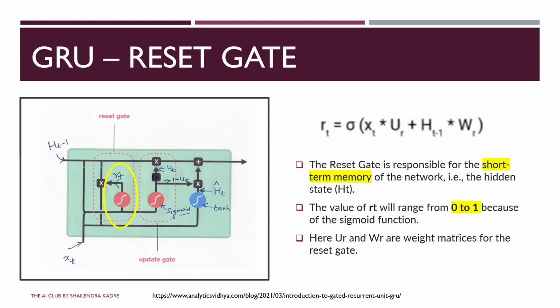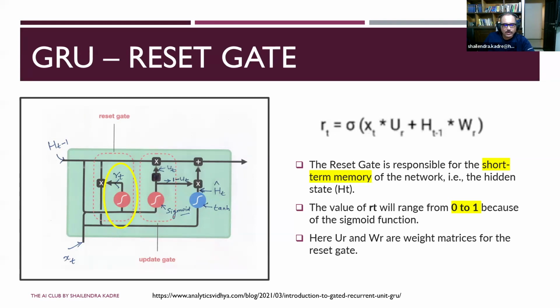So that red ball is the sigmoid function. You can note that down as well. There are two red balls, so there are two sigmoid functions. You can note that down. There are two red balls and one blue ball. The blue ball is marked as tanh.